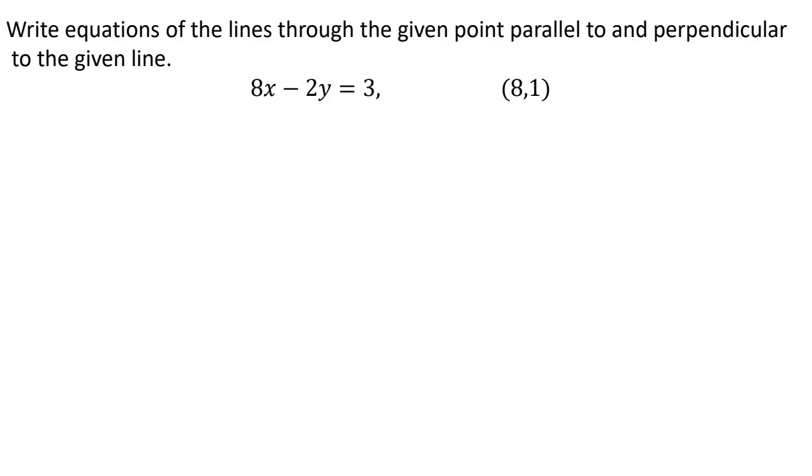So they give me this equation, 8x minus 2y is equal to 3, and I have to find another equation that is parallel to this line and also perpendicular to this line. But not only that, it has to go through the point 8, 1. The first thing that I need, in order for me to find out if a line is parallel and perpendicular, is determined by its slope.